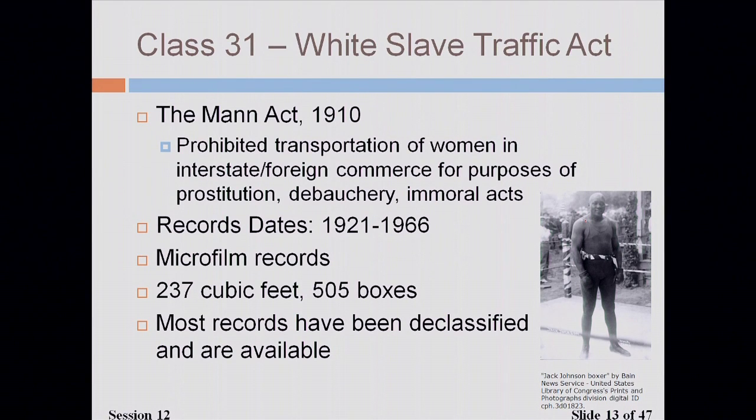The first classification we'll go into in depth is Class 31 for the White Slave Traffic Act. This was covered by the Mann Act from 1910, which prohibited transportation of women in interstate and foreign commerce for purposes of prostitution, debauchery, or immoral acts. This is one of the most commonly requested case files. In these case files, lots of biographical material on women and socioeconomic data can be gathered from investigations into prostitution rings, and also police corruption. Most of these case files have been declassified in bulk, and they're also available mostly on microfilm. One of the most famous cases was the investigation of Jack Johnson, who was accused of transporting his girlfriend, who was becoming his wife, across state lines for immoral acts.